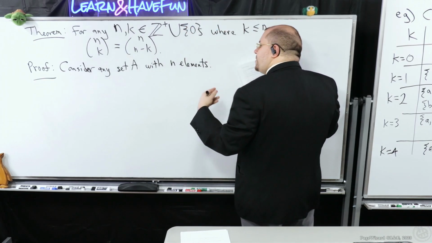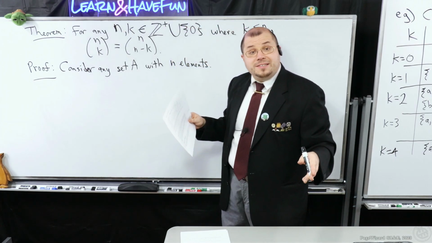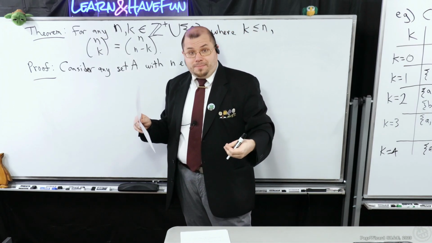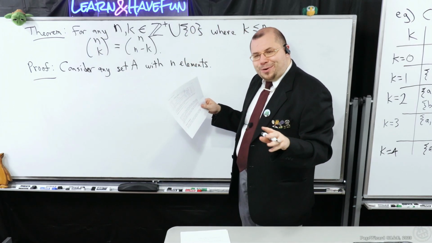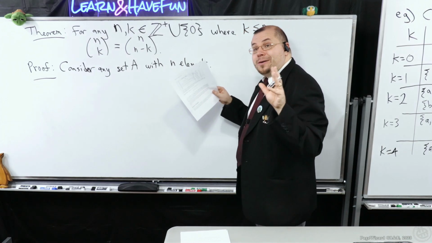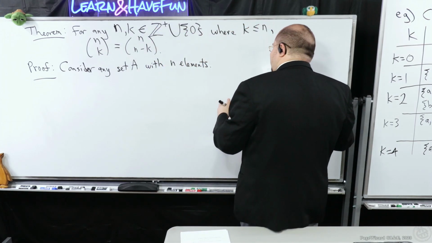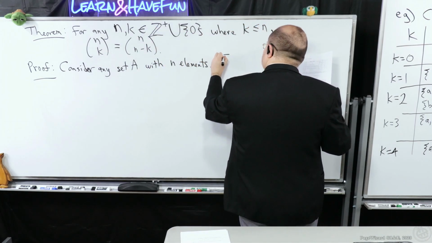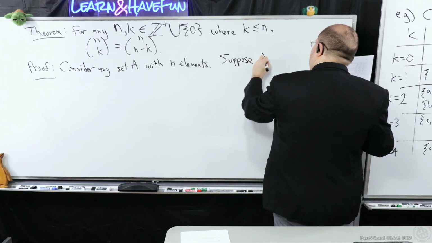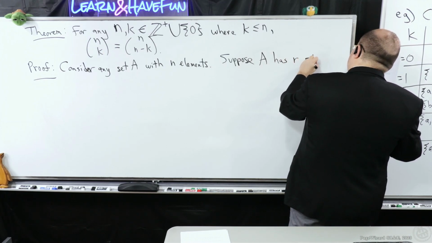Now, what I'm going to do is enumerate all of the possible subsets of size k. I'm just going to give the number of these a name. It's not going to play a key role in the proof, it just makes it a little easier to explain, and you could figure out what R should be by the end of it. Suppose A has R subsets of size k.